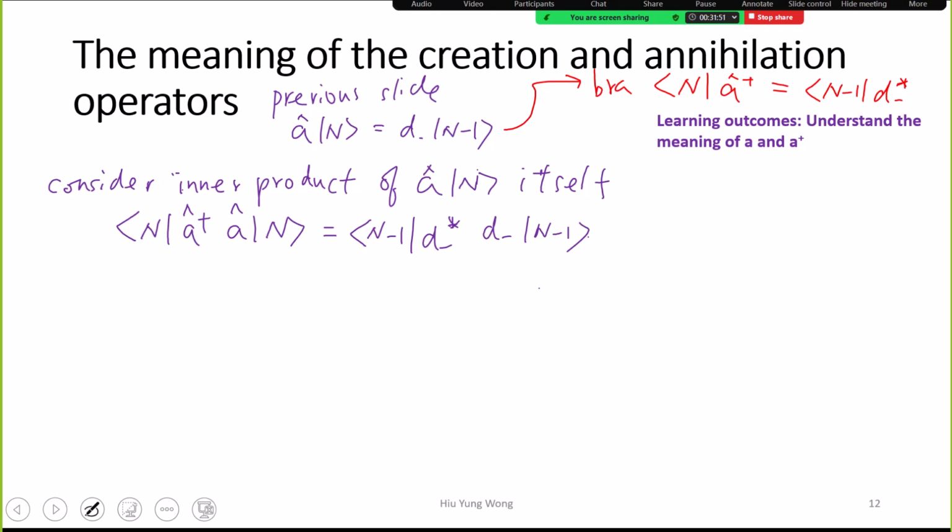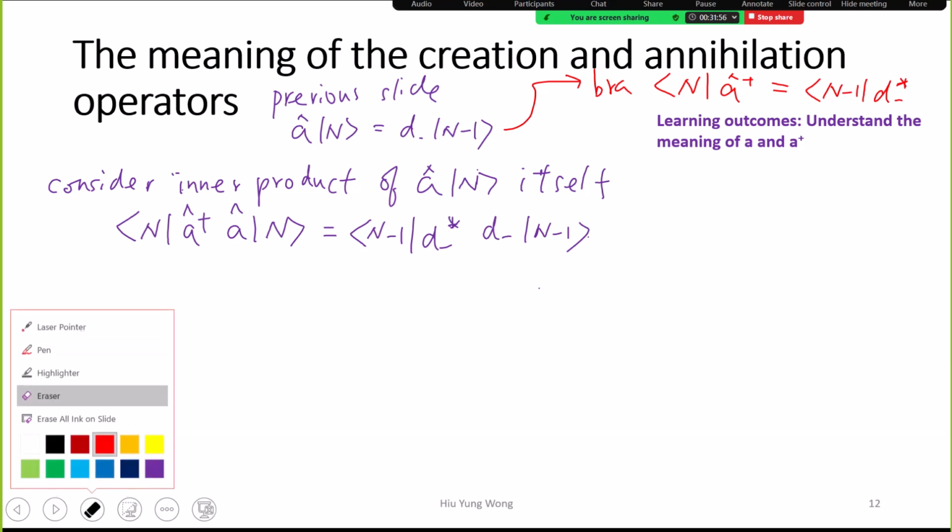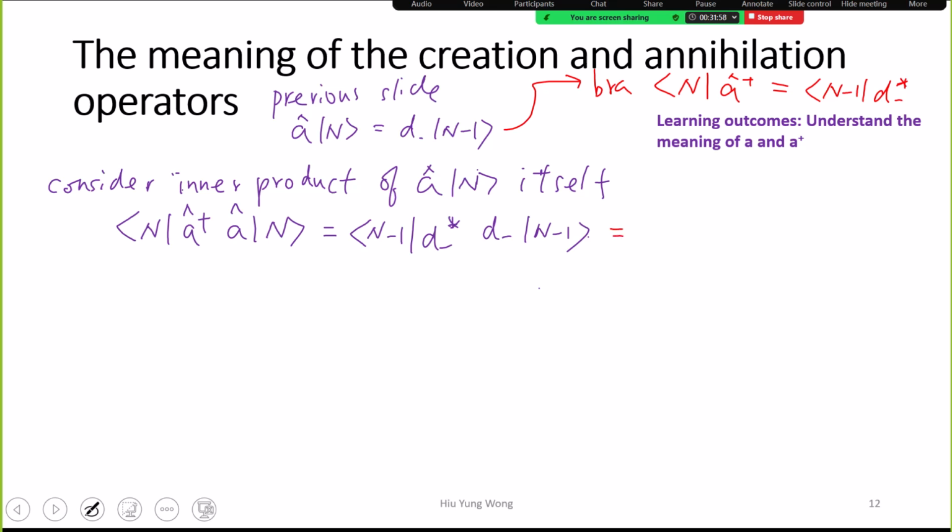Now, of course, this is equal to what? When you have a number times its complex conjugate, it's just equal to its magnitude square. Right? Because let's say, I star times I, that is just equal to I magnitude square. And then this is n minus 1, n minus 1.